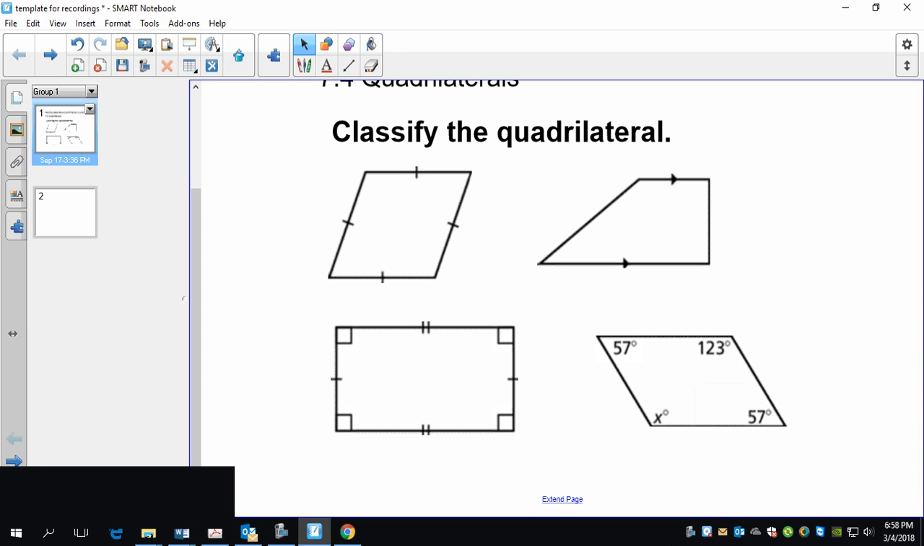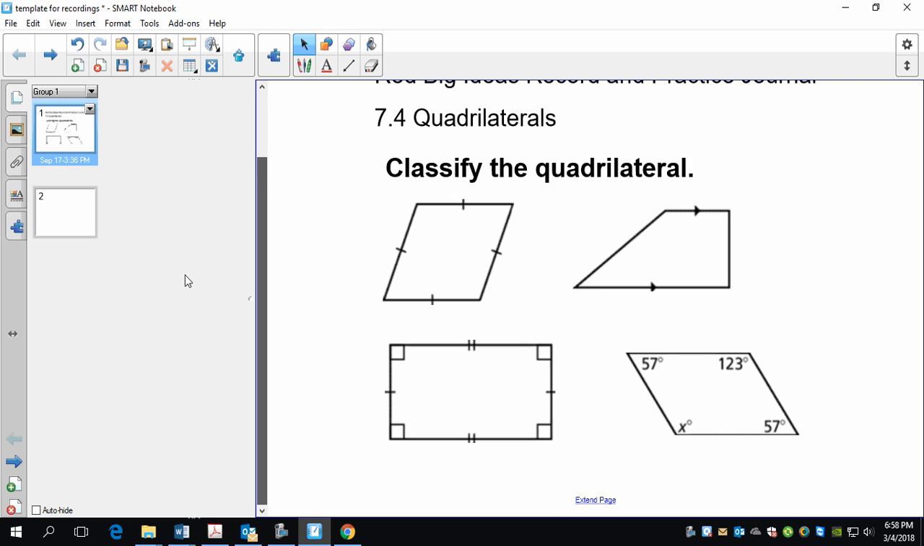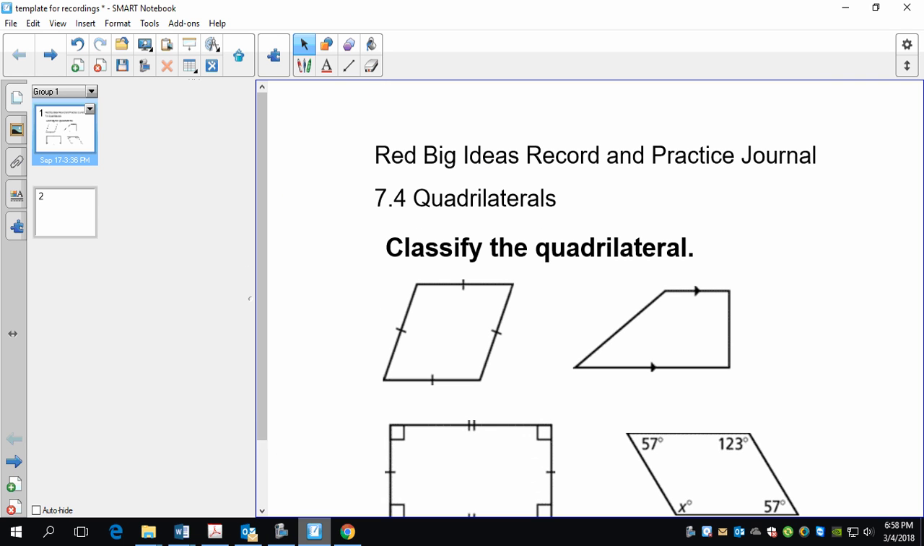Okay, we are working in the red Big Ideas Record and Practice Journal today. We're on 7.4 and working on quadrilaterals. And just so we understand each other, when we're talking about quadrilaterals, we're basically just talking about four sides.